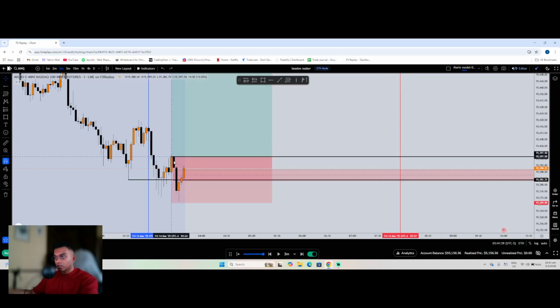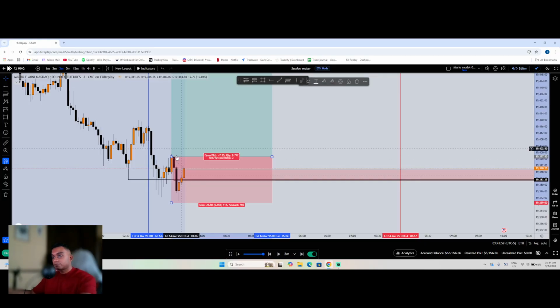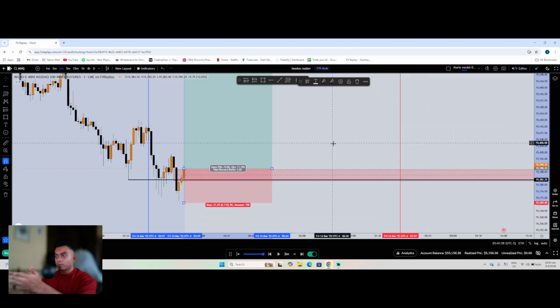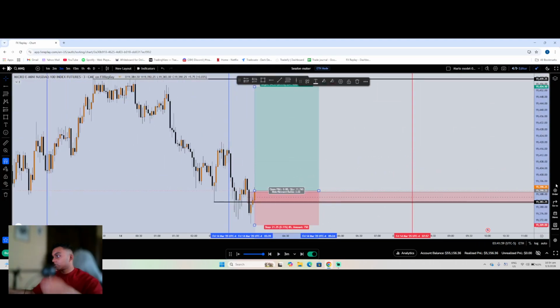Sorry. I want to enter on the inversion, right? So this is my inversion. Look at it. From 1:2, I am now trading a 1:3. So let's take an entry there. Let's buy and let's see what happens, right?